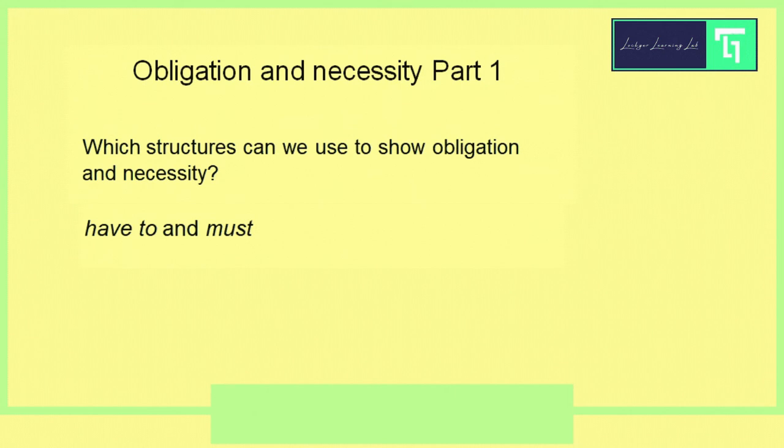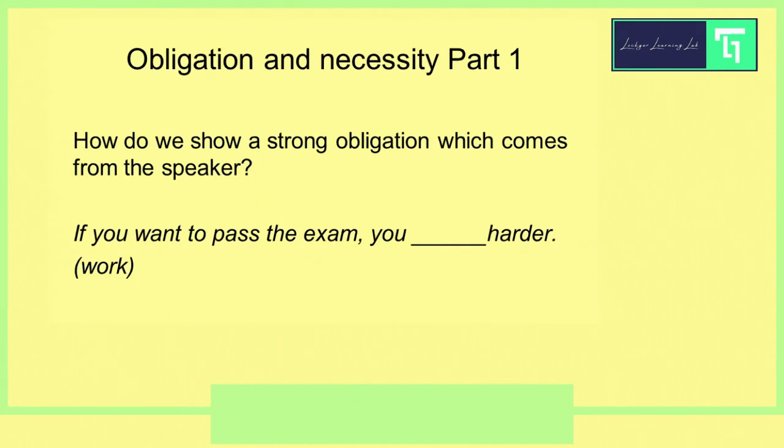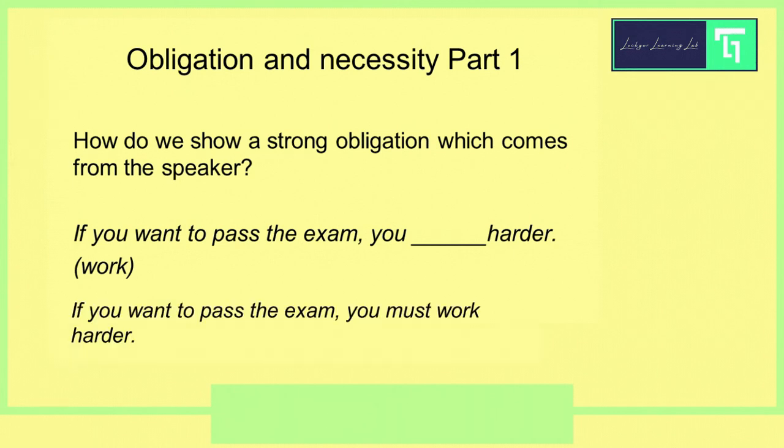Okay, I'm going to look at the different patterns of these verbs. Okay, how can we show a strong obligation that comes from the speaker? Okay, so the person who's speaking is making the obligation. Now if we look at this sentence, if you want to pass the exam, you ___ harder, and the verb we're going to use is work. Now here we would use must, okay, or have to. So if you want to pass the exam, you must work harder.